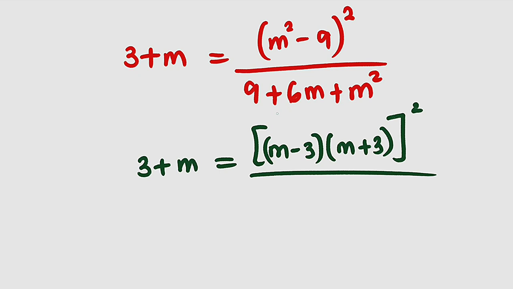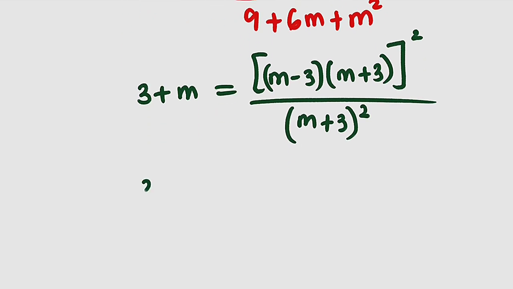And this one can also be factorized because it is a perfect square. Just look at it. 6 divided by 2 is 3, and 3 squared is 9. Therefore, this quadratic expression is a perfect square, which can be factorized as what? m plus 3 whole squared. This is 3 plus m, or I can write it as m plus 3, all the same.